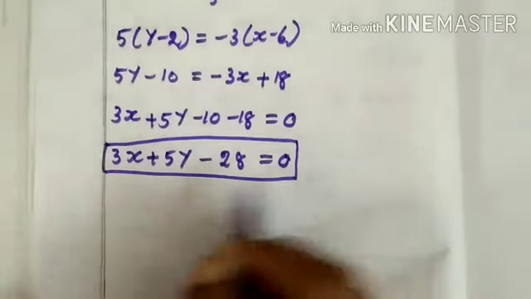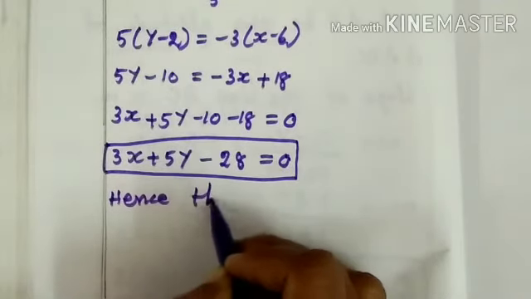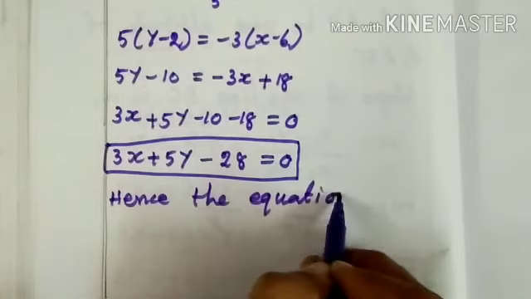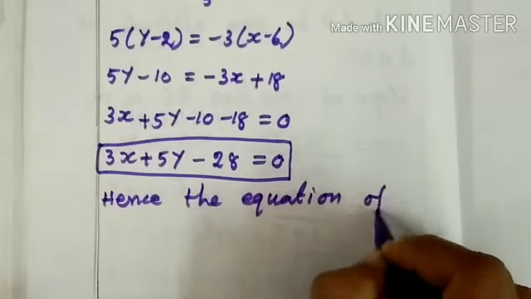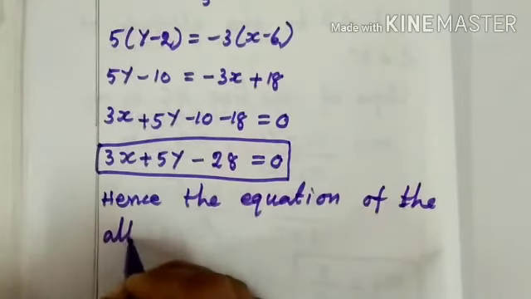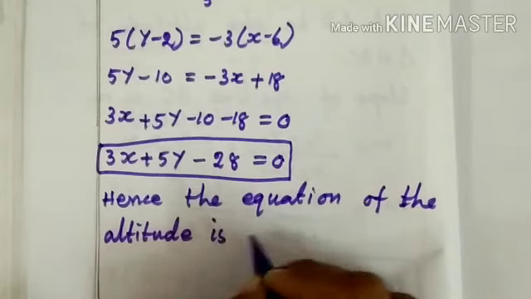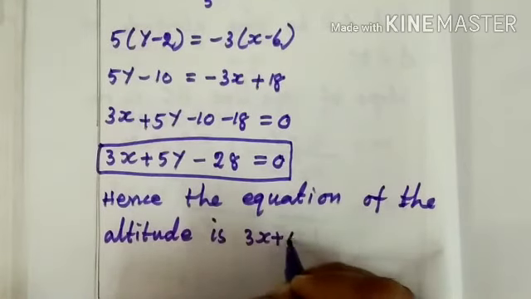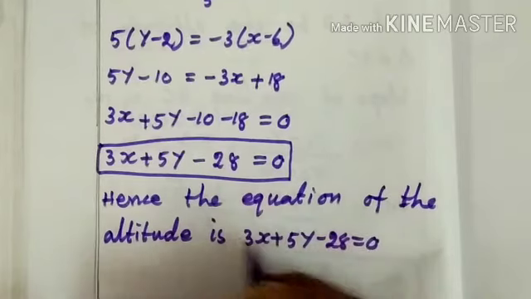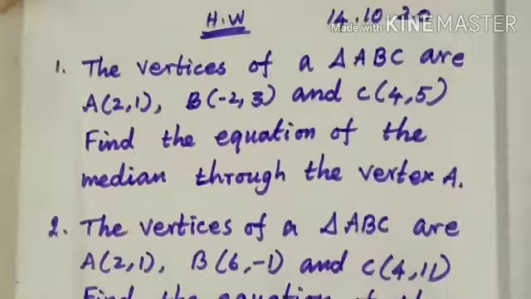Take down and write the answer. Hence, the equation of the altitude is 3x plus 5y minus 28 is equal to 0. This is the answer for this question.